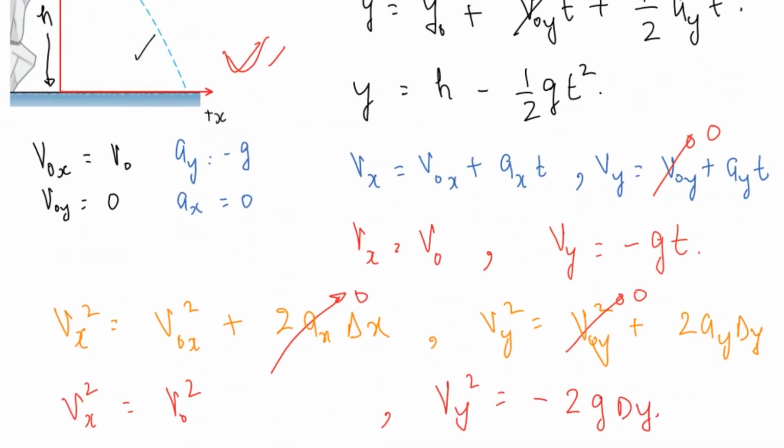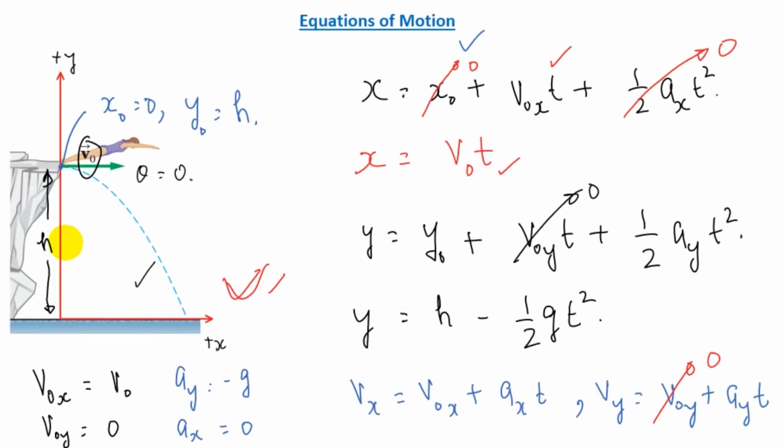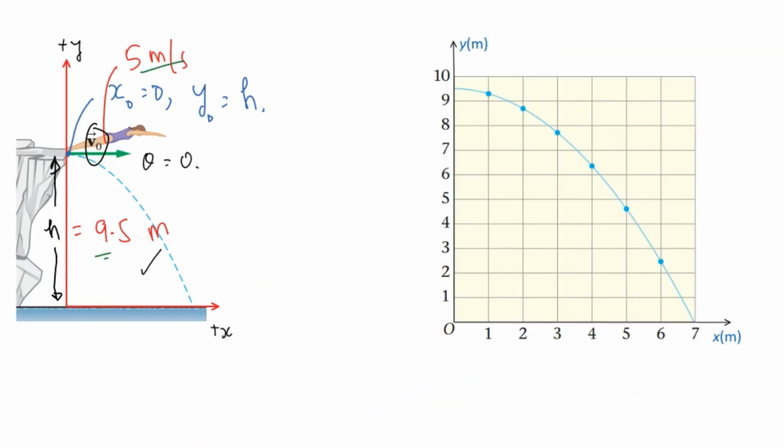Now let's assign some values to this projectile. Let this h be 9.5 meters and let this v naught be 5 meters per second. Now I'll be drawing the graph which will represent how the position of the projectile is varying relative to time. So this graph shows the trajectory of the projectile launched from a height of 9.5 meters above the x-axis with a speed of 5 meters per second.